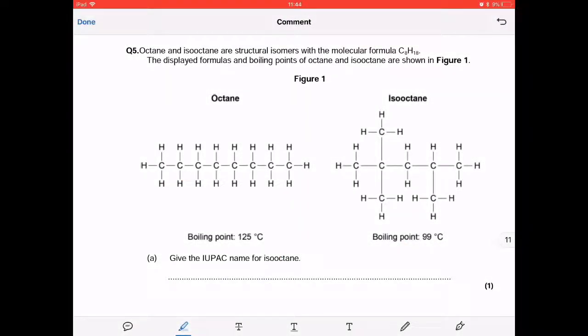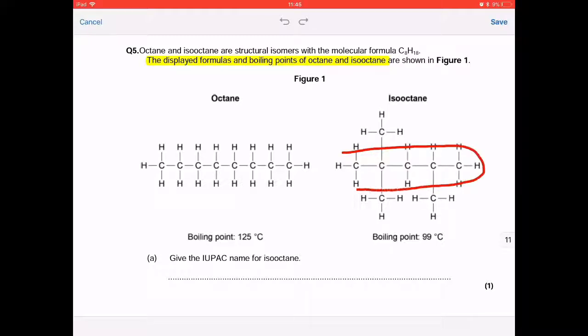Okay, question 4 involves a little bit of AS revision, looking at the displayed formulas and boiling points of two different alkanes. So in this case that would be octane and isooctane. If you have a look there, isooctane is this compound here. The longest carbon chain you can make is 5, if you consider this here. And you've got a couple of side chains coming off it.